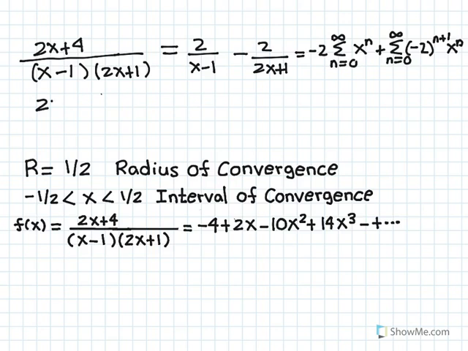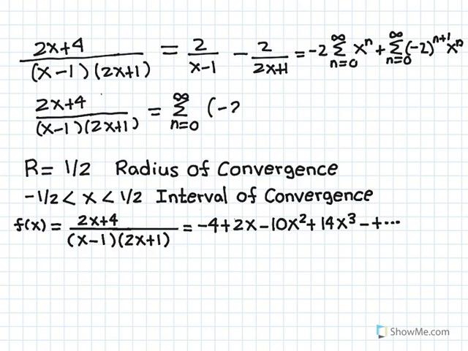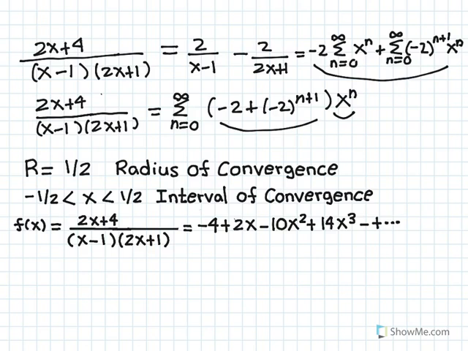So just to summarize, we have (2x plus 4) divided by (x minus 1)(2x plus 1). We found the power series representation of this function as the summation n equals 0 to infinity of (-2 plus -(2)^(n+1)) times x to the power of n. Notice we're grouping these two summations because we can just factor out x to the power of n and put all the coefficients, group them together, and have one summation.